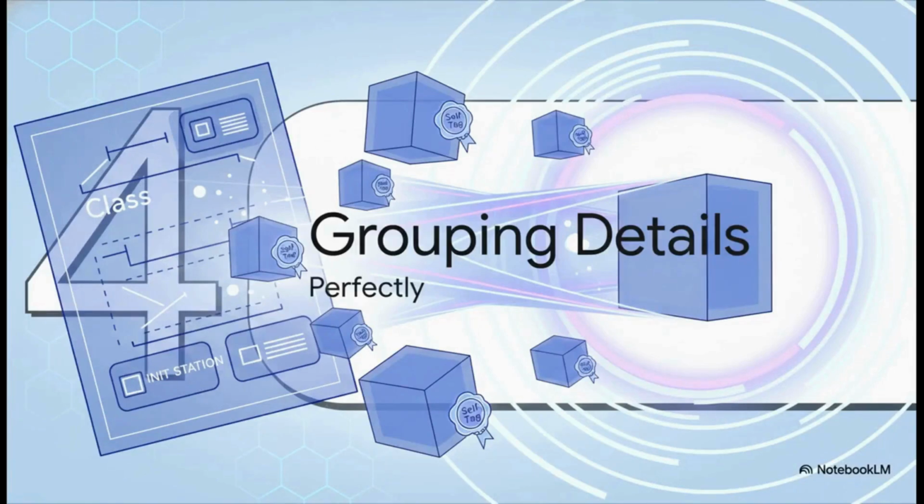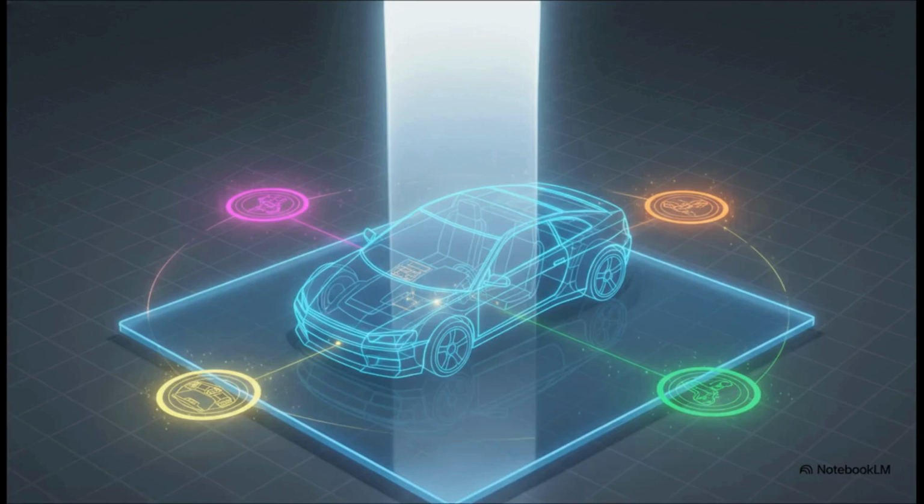Which brings us to our final section, grouping details perfectly. So why do we go through all this trouble with blueprints and init stations and self-tags? Well, it all comes down to grouping common details perfectly. Take a look at this vehicle class structure. By using an init constructor, we can bundle complex, real-world attributes cleanly inside a single structured object.